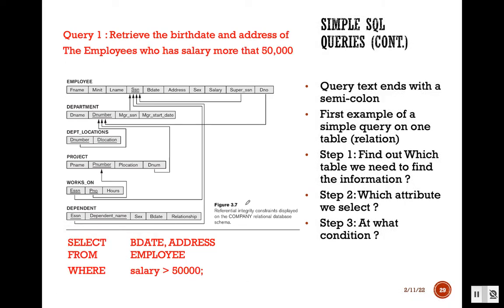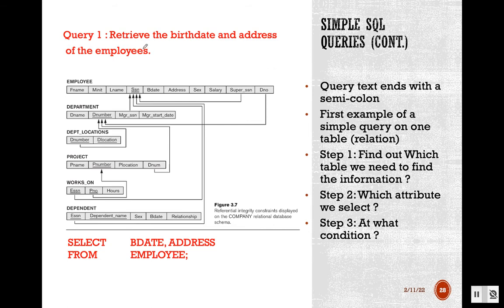All right, so let's see another query. Retrieve the birth date and address of employees who have salary more than 50,000. So here it looks like we have another additional condition. Okay, so let me remind you again, the first query, it's actually query 0.